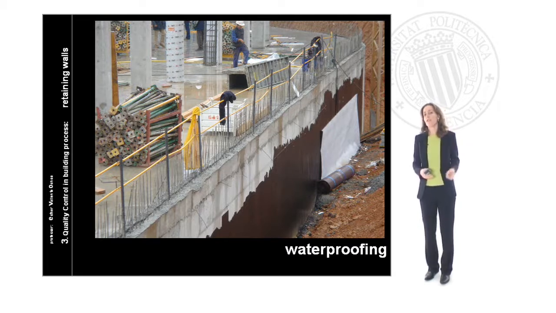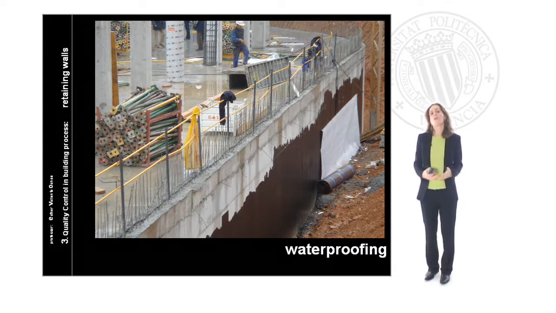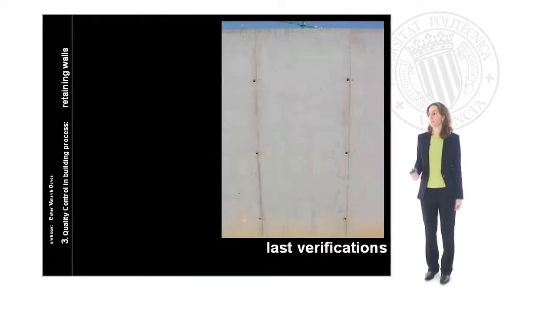The second layer is a bituminous sheet that guarantees the waterproofing. And the third layer is a drainage sheet that protects the waterproof layer from roots or vegetation and the land work you will do when you add all the land you need to close the parcel.